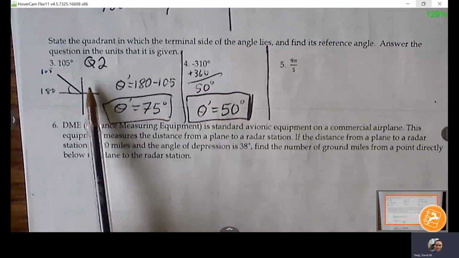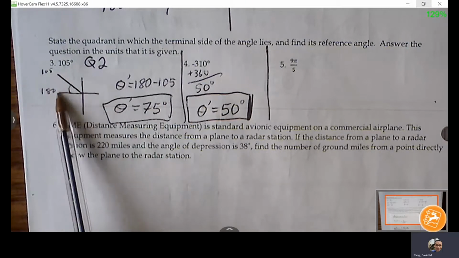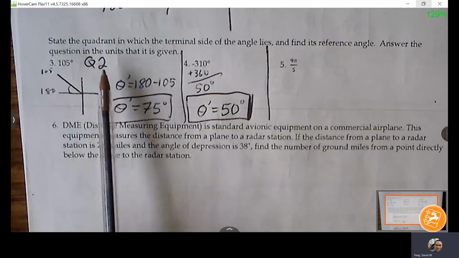Okay, so number 3, quadrant 2, right, 105 degrees. Subtract 180, and we get 75 degrees.